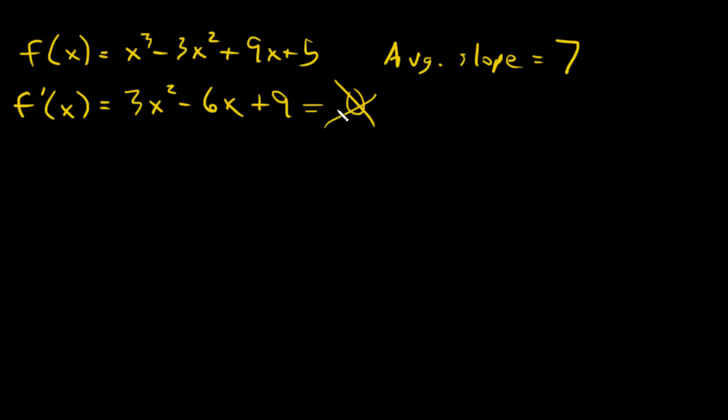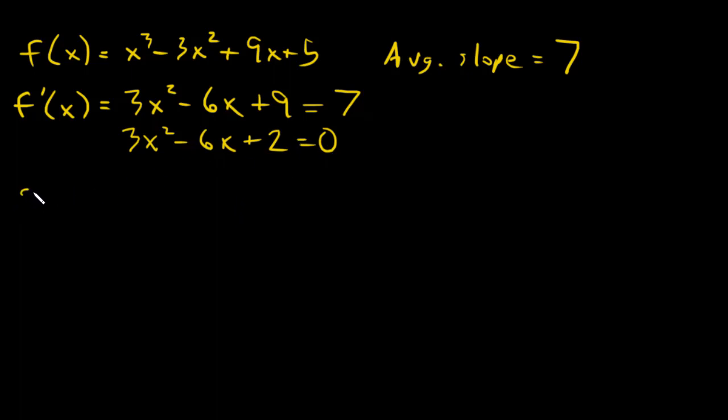Wrong answer. What the MVT says is that there is a slope in between that matches the average slope. So what the MVT guarantees is there's a slope of 7 somewhere in this interval. Okay, so let's see if we can figure out where that is. We're going to bring the 7 over, get this equal to 0, so that I can use the quadratic formula.